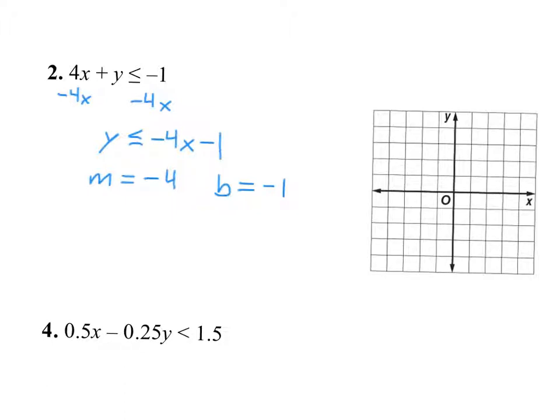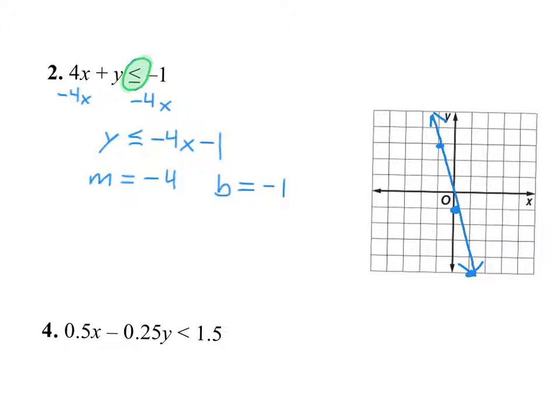So I go to -1 on the y-axis, and I go down 4 and right 1. Right, to go the other way, I'm going to do the opposite. So I go up 4 and left 1. Right, this one says less than or equal to. Because the or equal to is there, we make a solid line. And this symbol is less than, so we graph below the line.